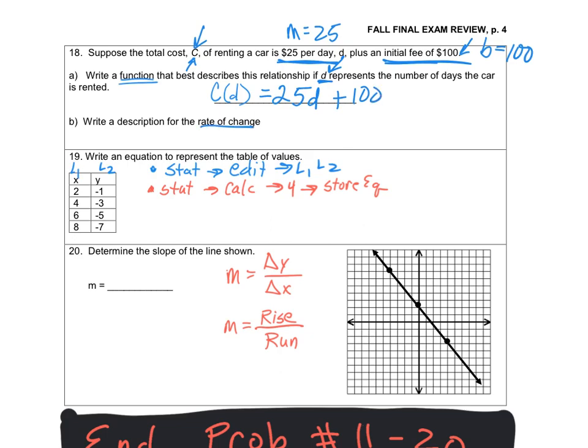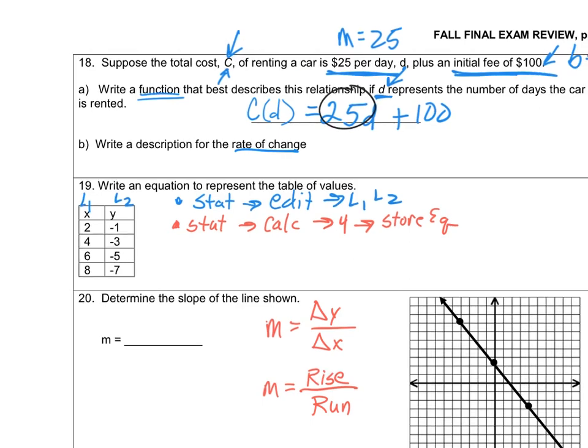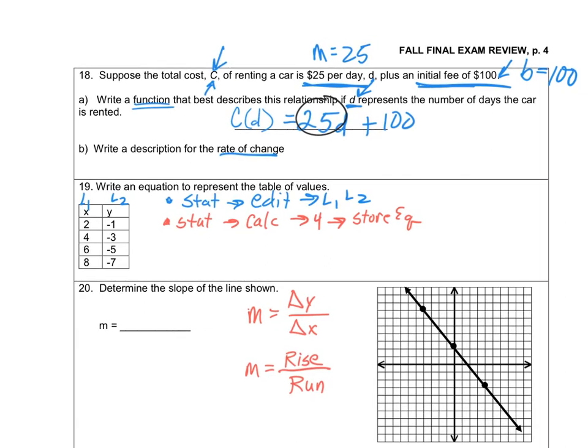And it says write the description of the rate of change. Well, again, I know that the rate of change is 25, and I know that it's $25 per day. Right there, it just lays it out. I just have to put it in words. So it'd say $25 per day. And you could have said $25 per day or $25 for each day.